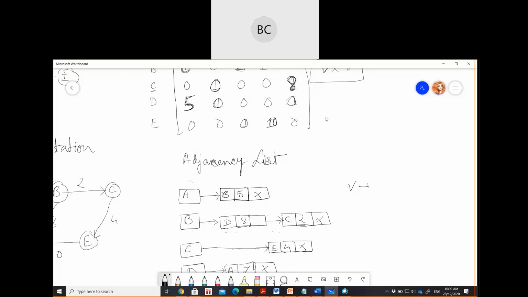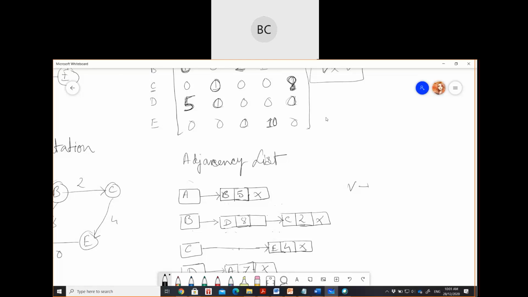Okay, is it clear? The cons of adjacency matrix. Okay, so everyone is clear.